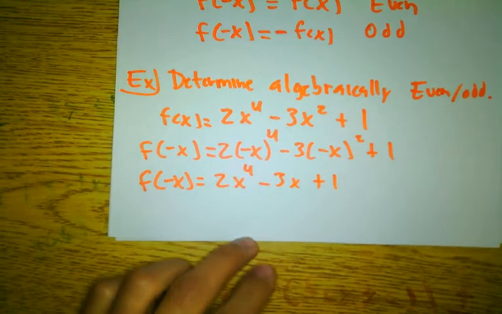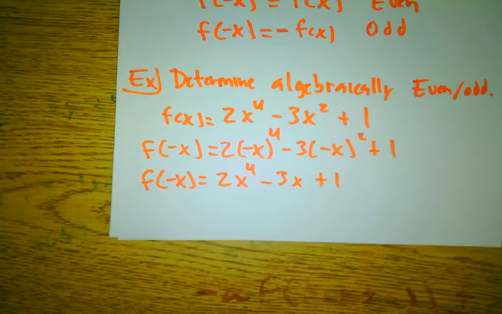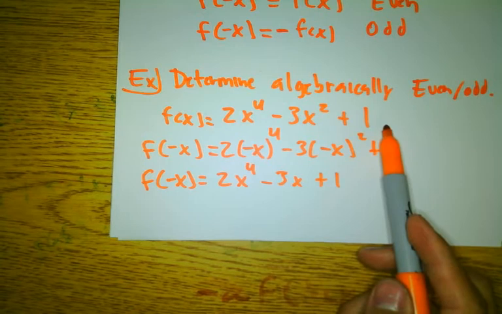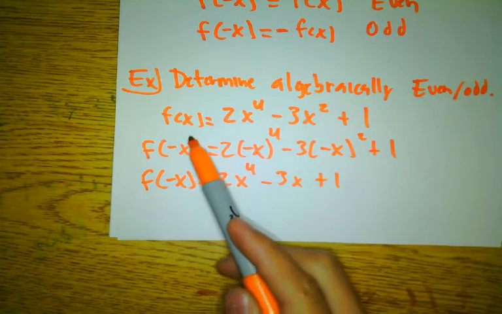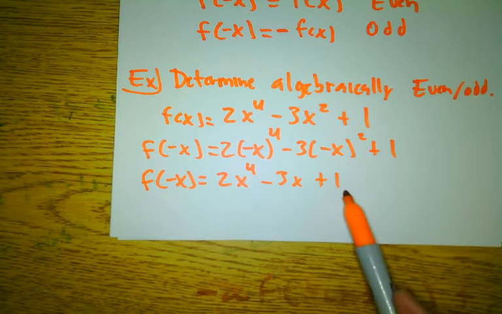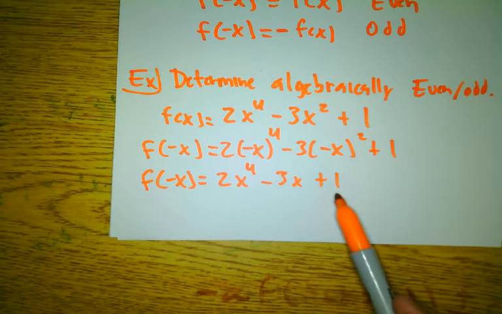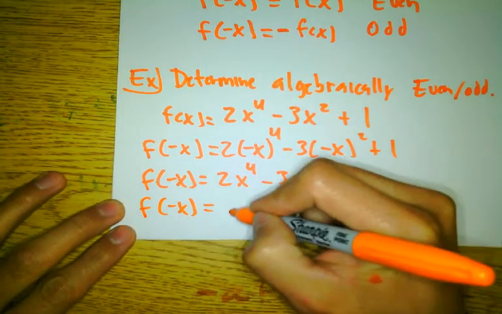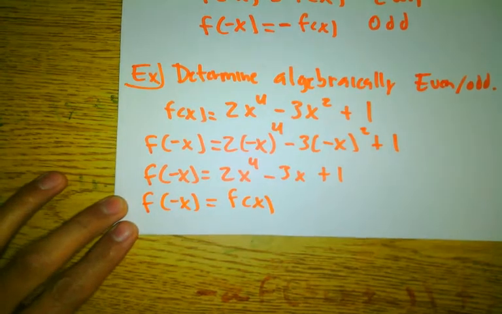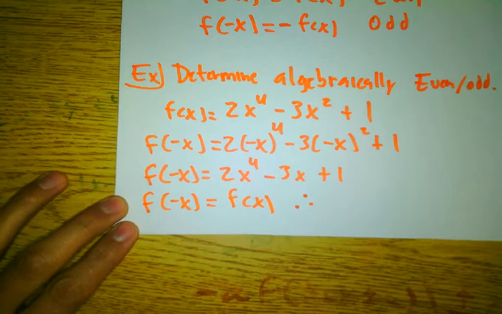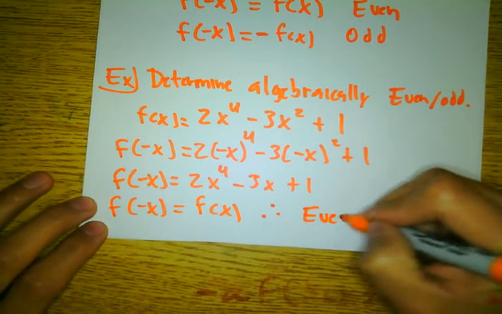This is where now I interpret my results. Look at where I'm at. I started out with a 2x to the 4th minus 3x squared plus 1. I inputted a negative, and after cleaning it up, I am back to 2x to the 4th minus 3x squared plus 1. It looks exactly the same. Are you guys with me? So to finish up, I'm going to say the following. f of negative x equals f of x, because that's my original, right? Therefore, so this 3 dots means therefore, I am an even function.